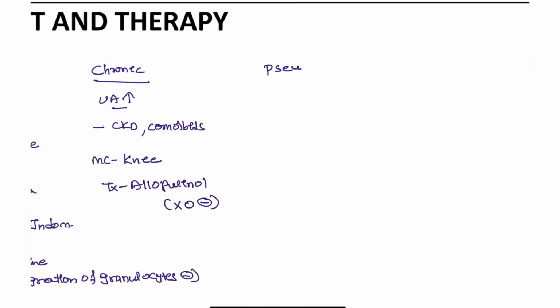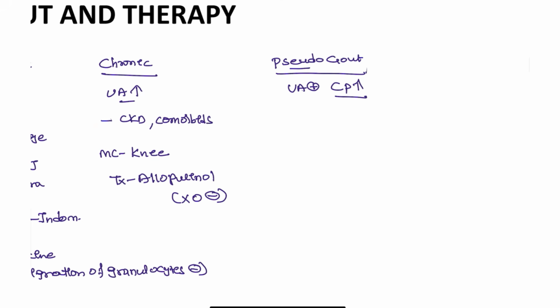Next, we also have pseudo gout. Pseudo gout is most commonly due to normal uric acid, but increased calcium pyrophosphate levels. That's why it is known as pseudo gout. Here also the most common location is the knee. The treatment for this patient is also NSAIDs, painkillers like naproxen or acetaminophen that you can give.